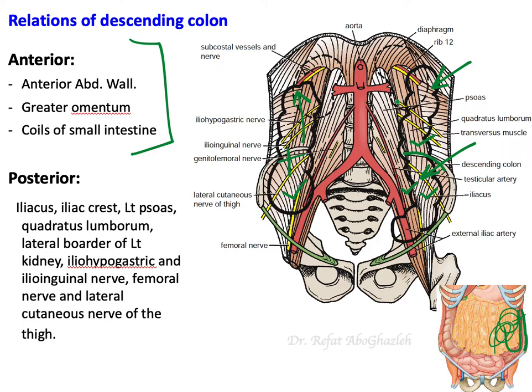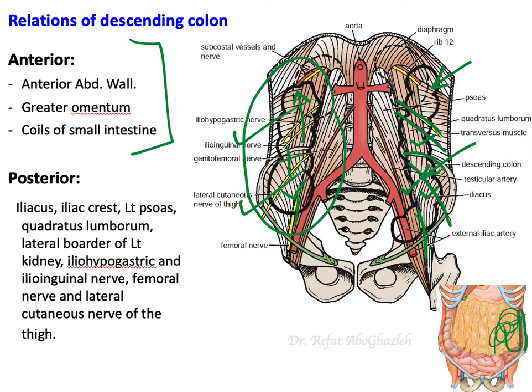iliohypogastric and ilioinguinal nerve, and also back here inferiorly, you remember the cecum, that's related to the lateral cutaneous nerve of thigh and femoral nerve. Yes, also the back again, we mentioned that's related to iliacus and psoas, and also the lateral, of course, this is the left lateral cutaneous nerve of thigh and the left femoral nerve. Similarly, if you know the structures related to cecum and ascending, you know the structures related to descending.